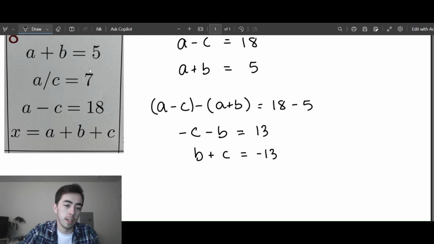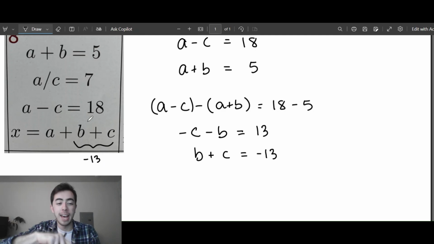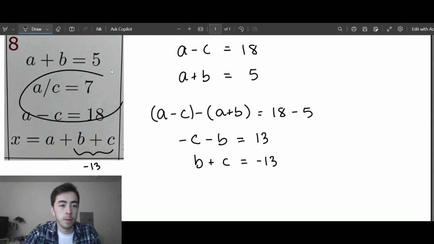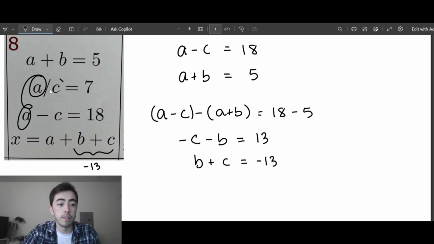And at least I could match it up to this B plus C and say that this is negative 13. I don't know what A is though, but if I add that A value to B and C, hopefully I would get X. Another thing we could do is compare these ones together because they both have that A variable and that C variable.